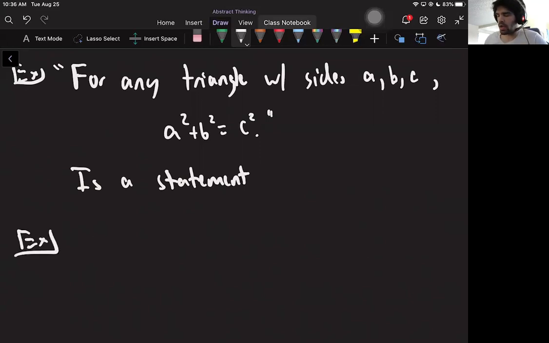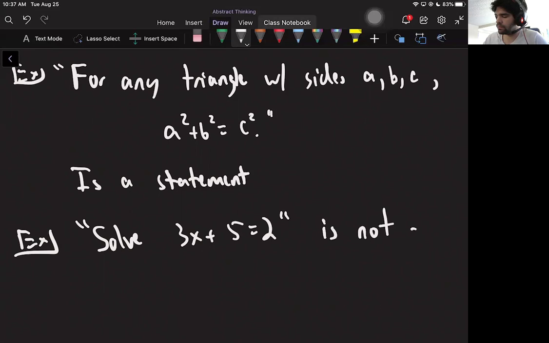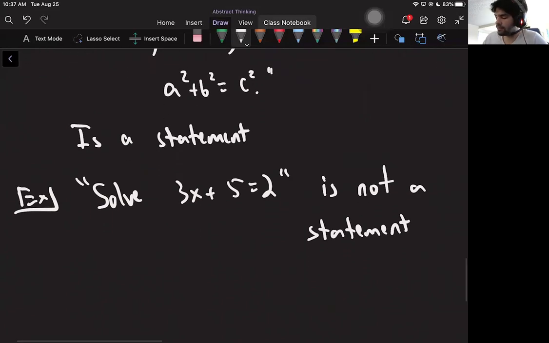Okay, so one more non-example. Well, I'll just put the non in the example. It's something like this. Solve 3x plus 5 is 2. So this is not a statement either, because it's not something that's true or false. Instead, it's a command.